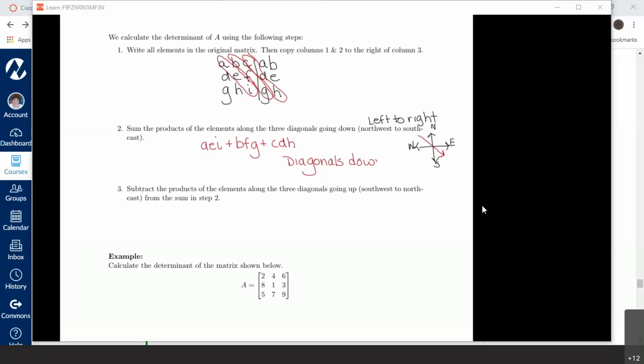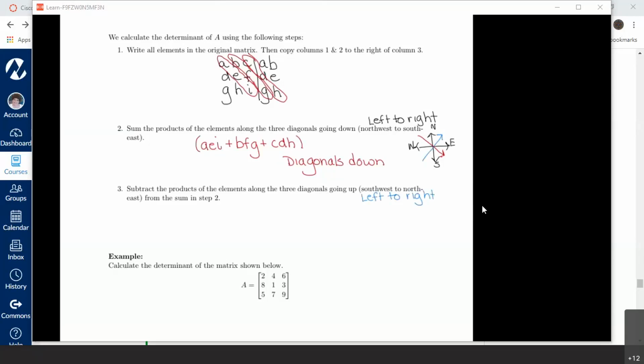Okay. Now, again, I want those summed together. I'm going to put them in parentheses. And then I have to worry about the diagonals going up. I'm going to change my color. Okay, from southwest to northeast. That's this way. So this is also from left to right, up.